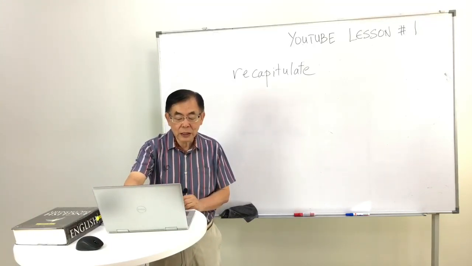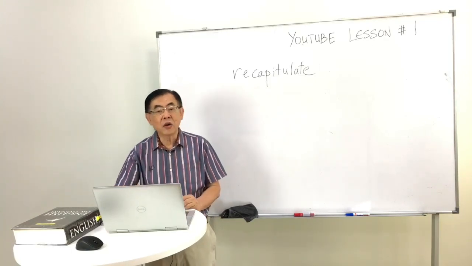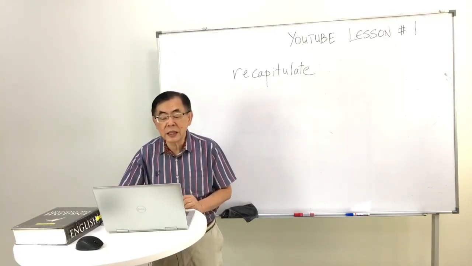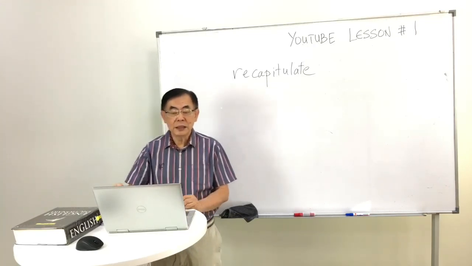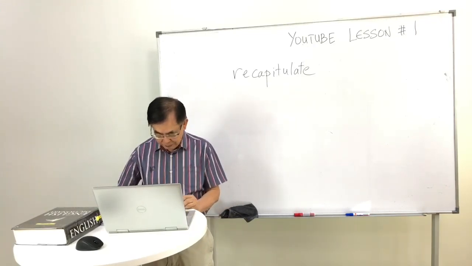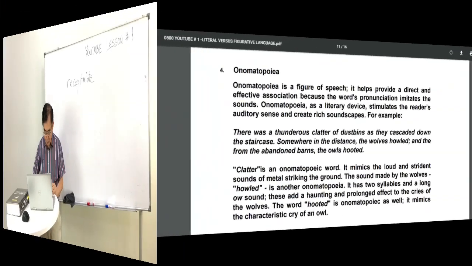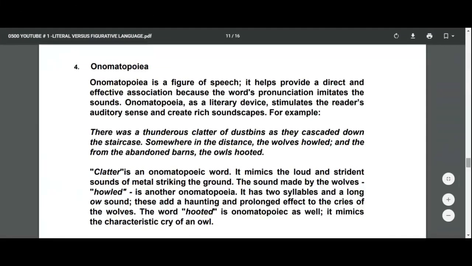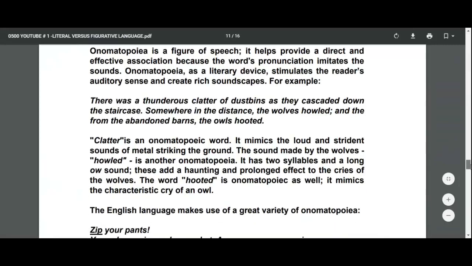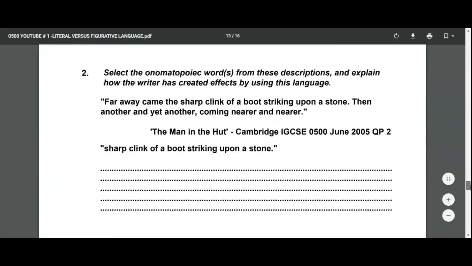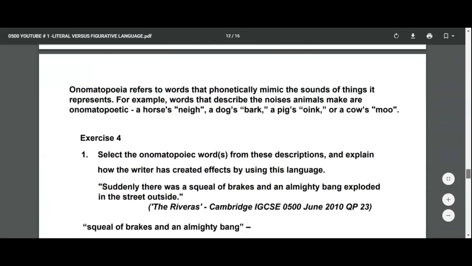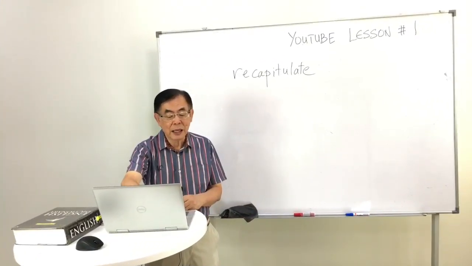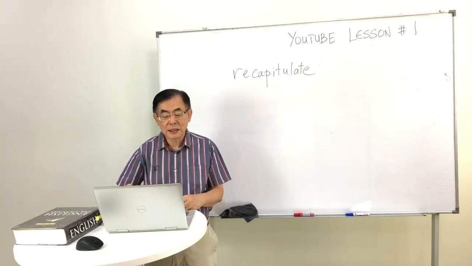Today we're going to do 2 more, right? Onomatopoeia, page 11. And then the last one, or the 5th one, will be alliteration. But before we go to the 2 new figures of speech today, let's just do some exercises as we recapitulate what we learned last week.